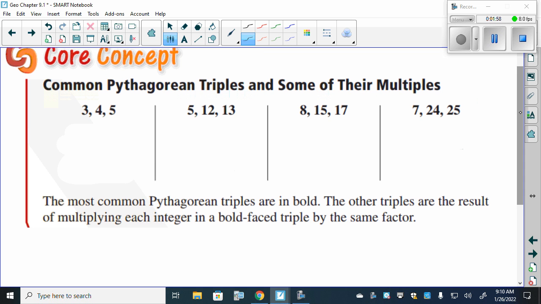Now, these here, 3, 4, 5; 5, 12, 13; 8, 15, 17; and 7, 24, 25 are four different Pythagorean triples. The ACT really liked using 3, 4, 5. They like using this in a lot of their problems for finding lengths.